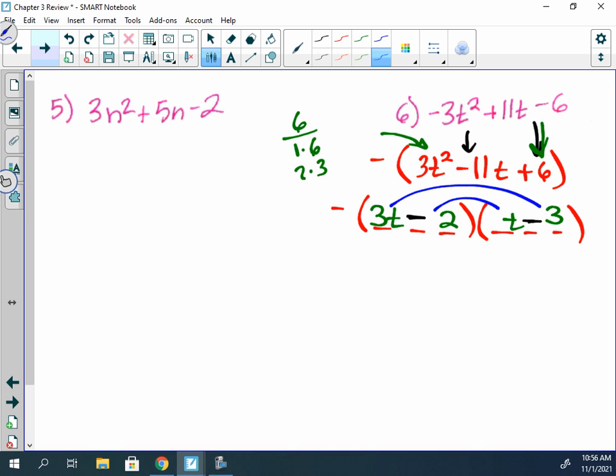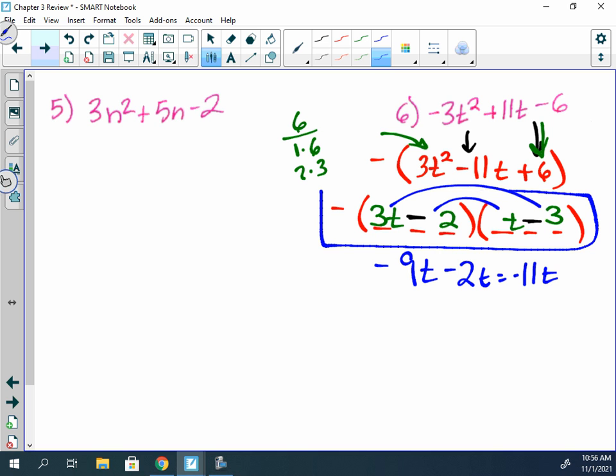Now the last part is to check it. 3t times negative 3 would be negative 9t. Negative 2 times t would be negative 2t, which gives us negative 11t. Is that what we wanted? Well, yes. So this here would be our answer. We would need to include the negative in there since we factored it out.